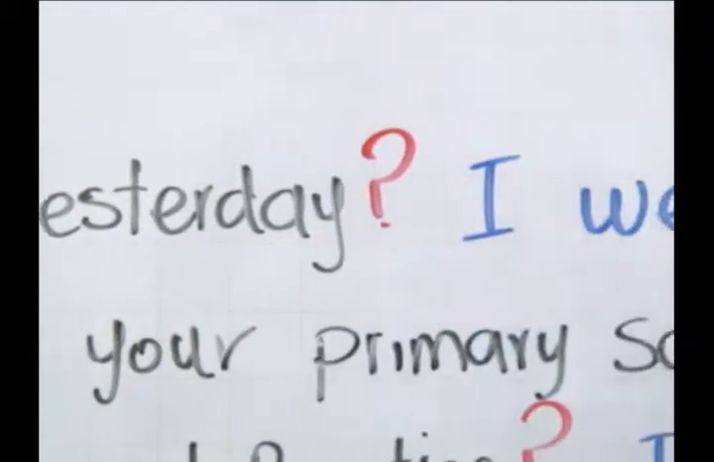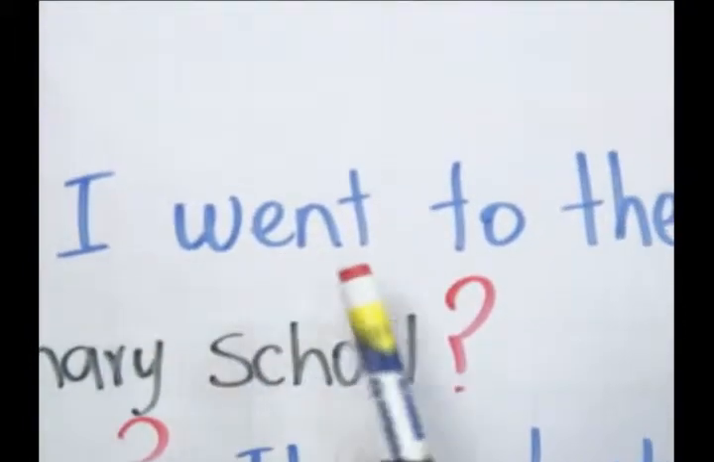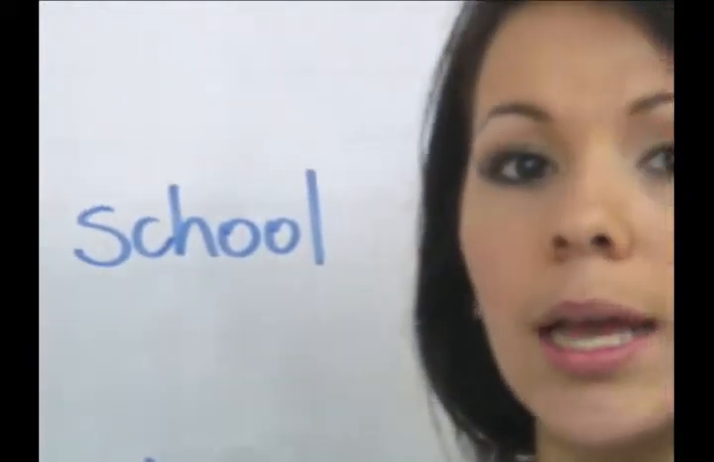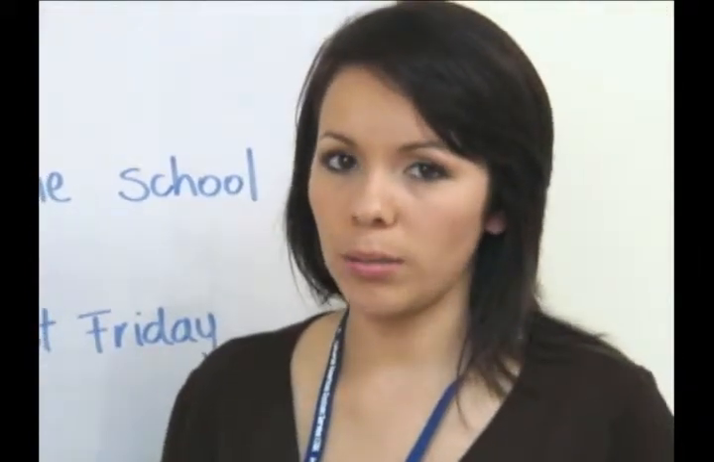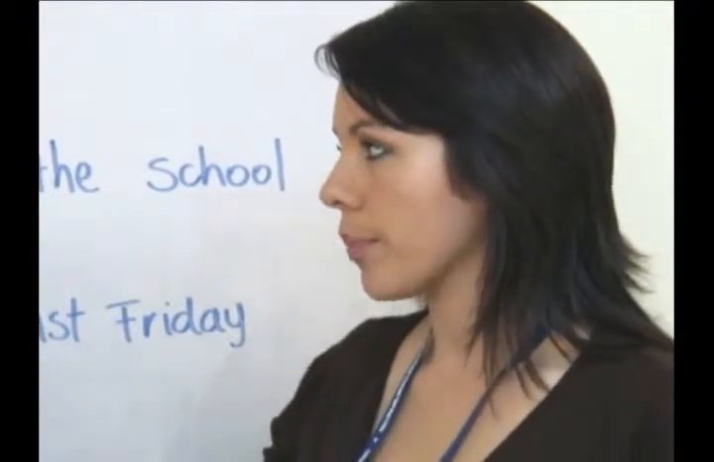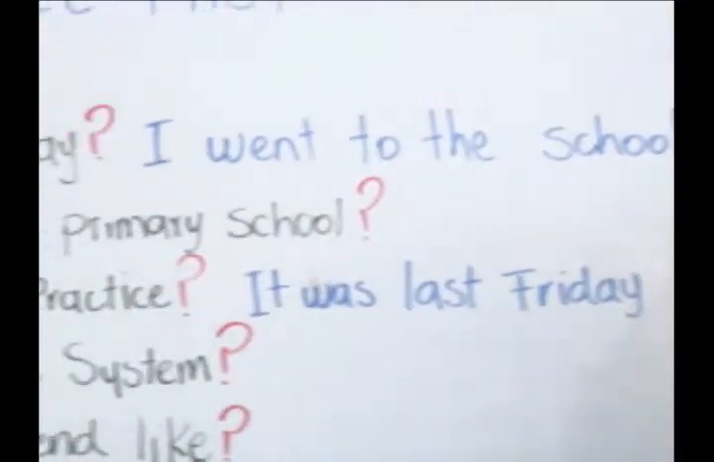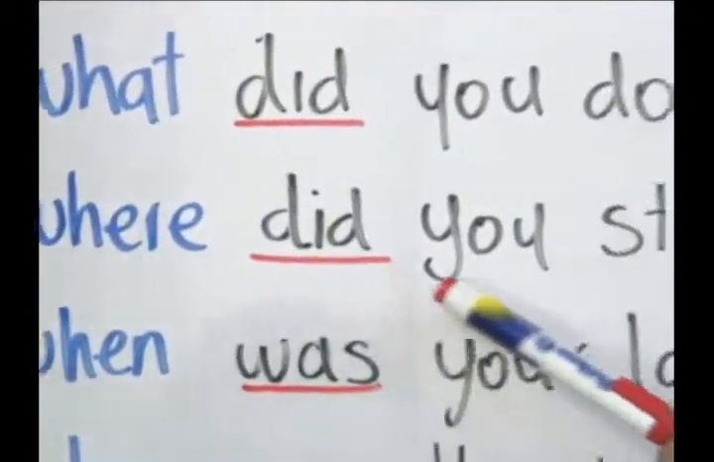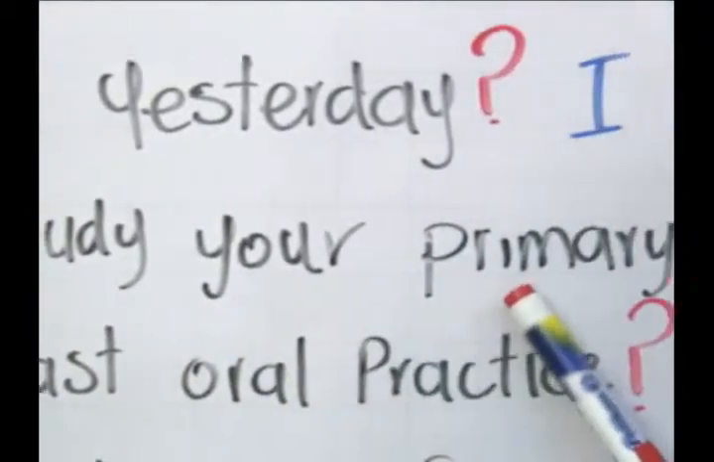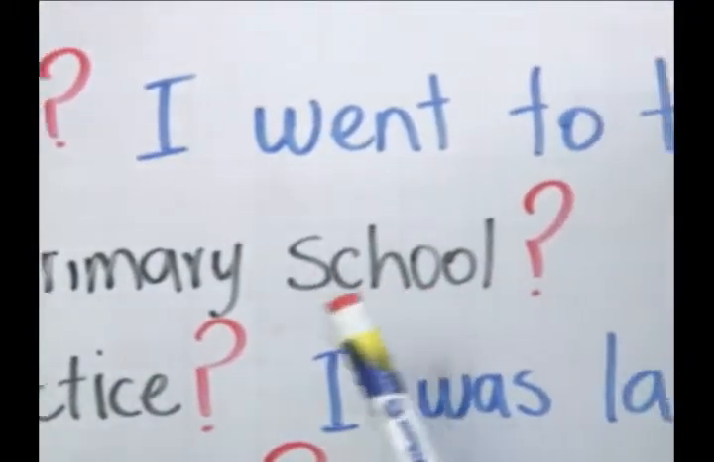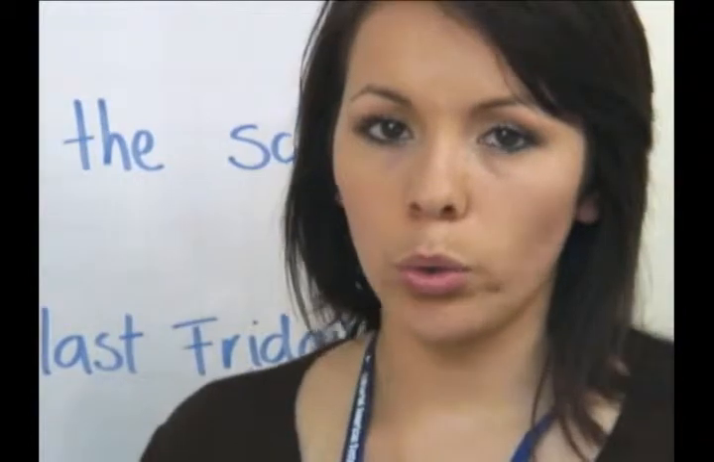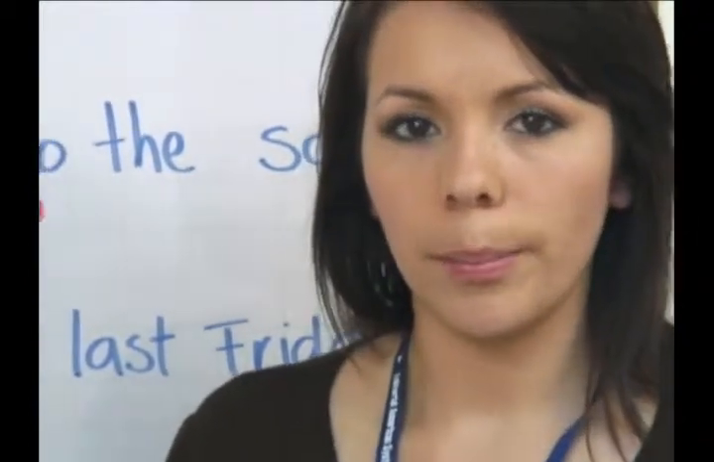Answer. I went to the school. Remember that when you ask questions in past, the answer has to be in past. So, verb in past. The next one is with where. Where did you study your primary school? Answer. I studied my primary school in the United States.